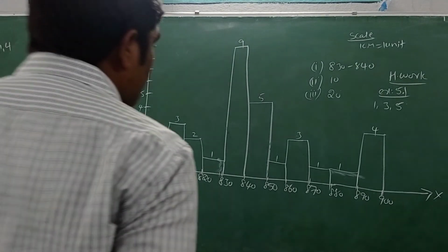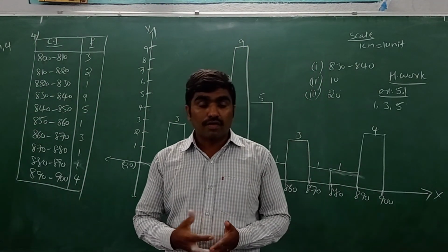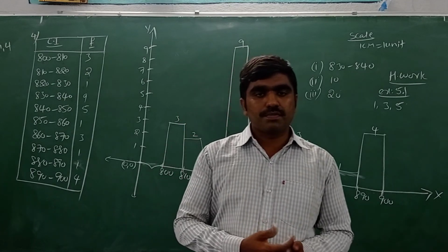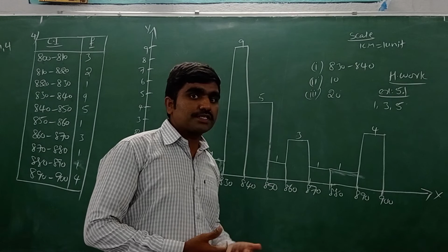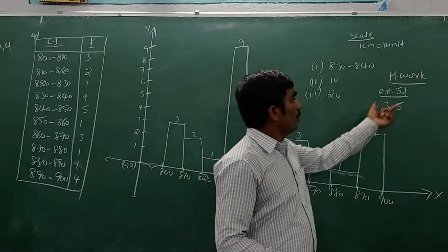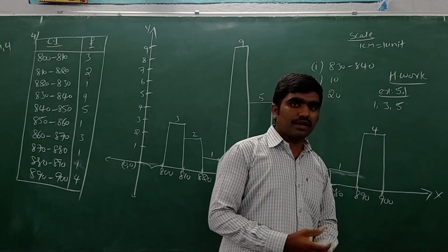Hope everyone understood how to draw a frequency distribution table and how we can draw the grouped frequency distribution table, and from there how we can draw the histogram. Based on this concept, you can do homework. Exercise 5.1, first, third, fifth, you can try as homework.